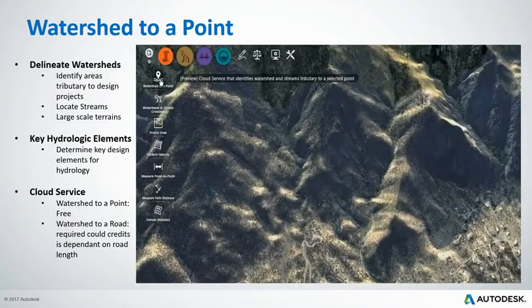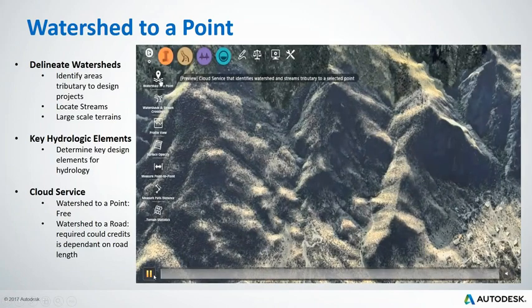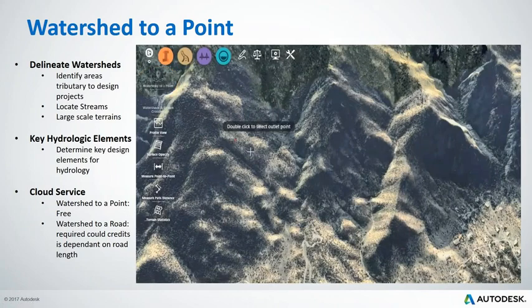So watershed to a point actually allows you to delineate watersheds, meaning it will specify the boundaries of the watersheds. It will also locate the streams within those watersheds that may intersect with the road or a point of interest. It will allow you to input your hydrological values, and this service is free of charge for analyzing a watershed to a point, but it's not free of charge for analyzing a watershed to a road or a stretch of road.